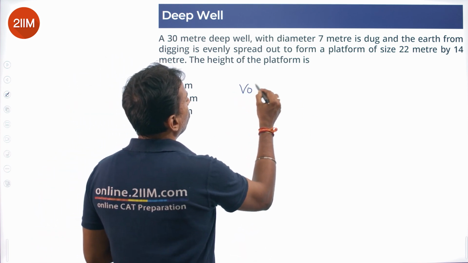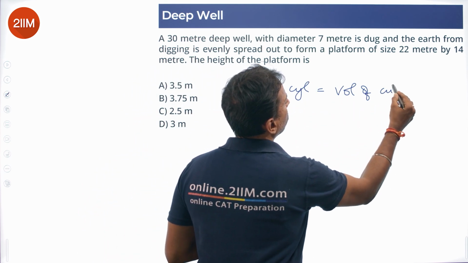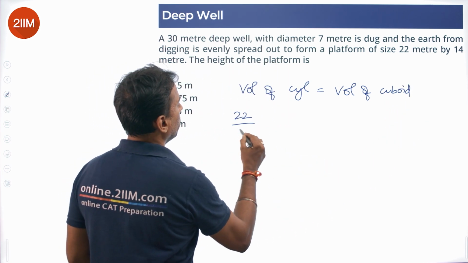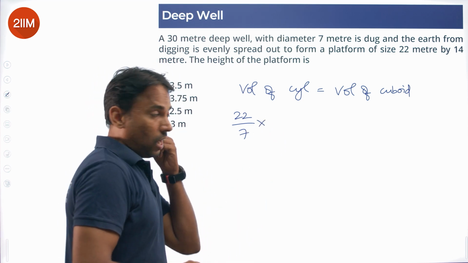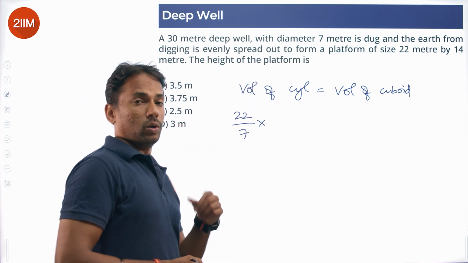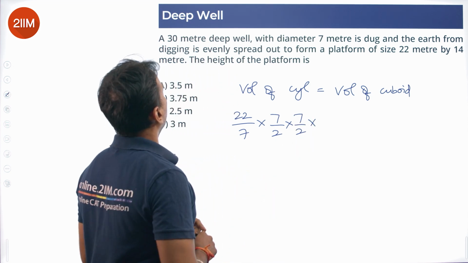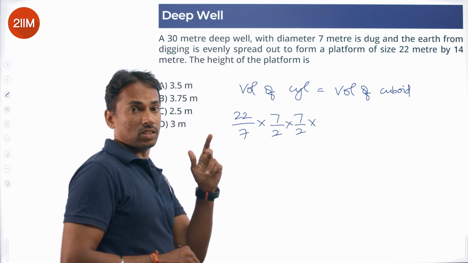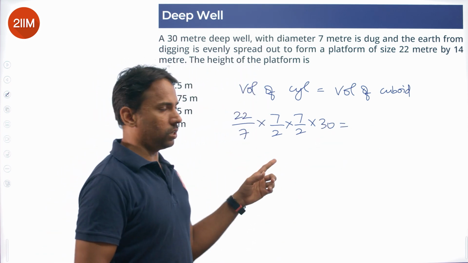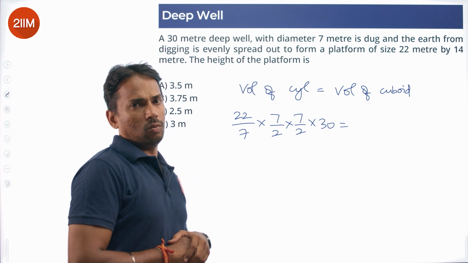Volume of the cylinder is equal to the volume of the cuboid. Volume of the cylinder is pi r square h. So 22 by 7 into r square. What is r? R is going to be the radius. Here diameter is 7 meter, so radius should be 7 by 2 into 7 by 2 into h. What about the h? 30 meter deep. So height is 30 meters. So 30. This should be equal to, because this content is what is spread as a cuboid. Right hand side, the cuboid's volume.